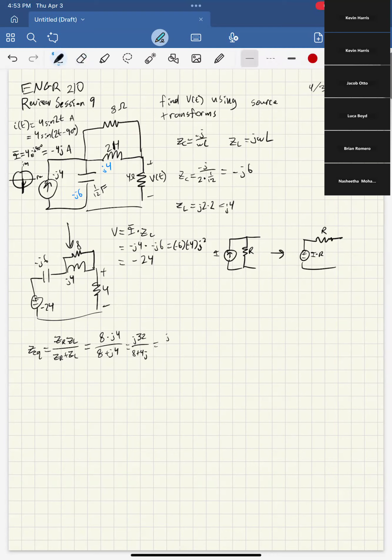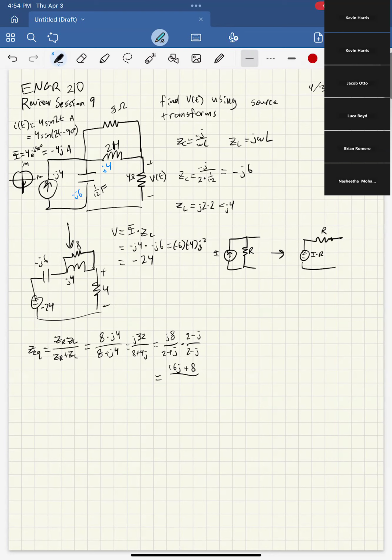So this would be J8 over 2 plus J. It's a plus. Then we can multiply this by 2 minus J over 2 minus J, and that makes the numbers way easier. So now we have J8 times 2, so we have 16J. And then negative J8 times negative J is going to be plus 8. If that's confusing, just think about multiplying the terms. I believe that's right.